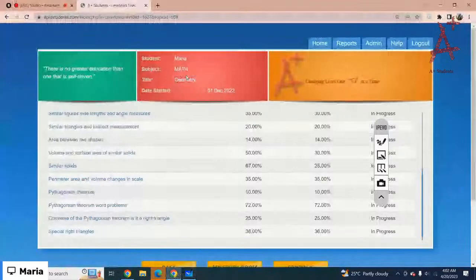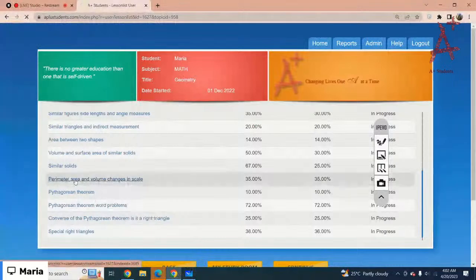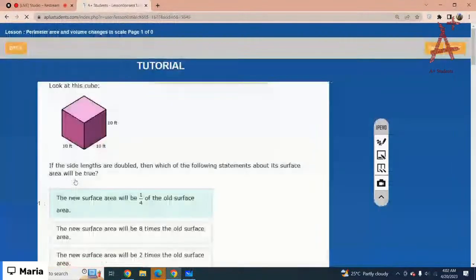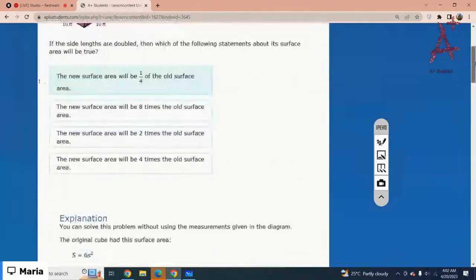Here I am on grade 9 maths. The chapter is geometry. Let's start with the first lesson, perimeter, area and volume changes in scale. Look at the cube: 10 feet, 10 feet, and 10 feet. If the side lengths are doubled, then which of the following statements about its surface area will be true? So you have to double the side lengths and then see which statement is true.